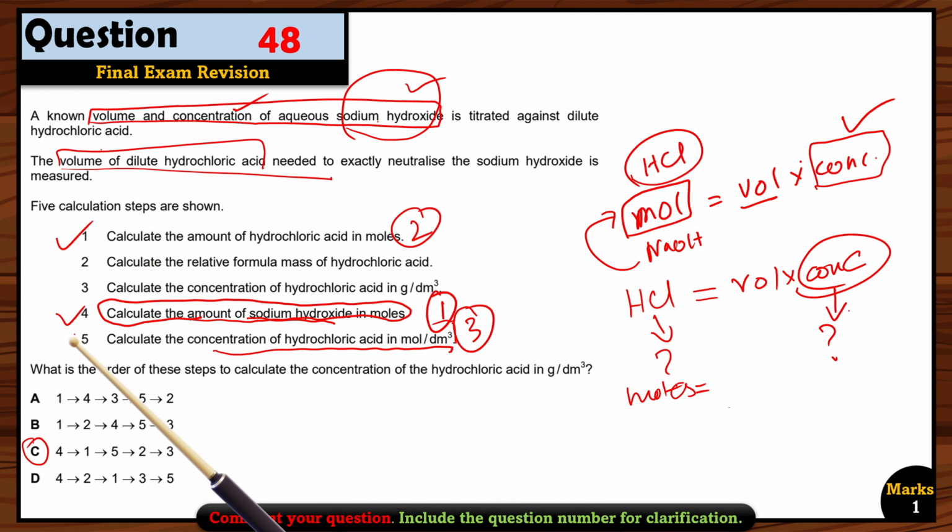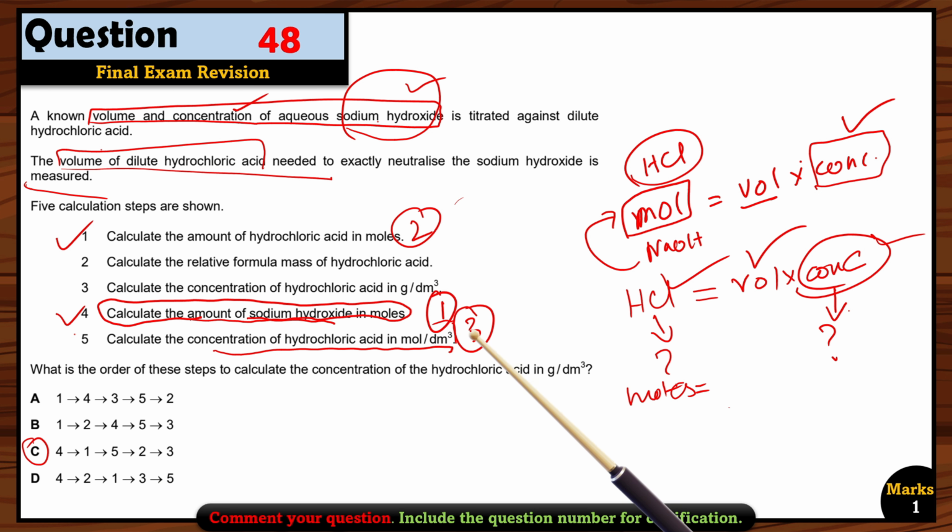How can we find it? Because we already know the moles of the HCl here, and the volume of dilute hydrochloric acid needed to exactly neutralize the sodium hydroxide is measured. Okay, the volume was measured, so they also give you the volume of the hydrochloric acid. It means we already know the volume. So now that moles have been calculated, we can easily find the concentration. So that can be the third step.